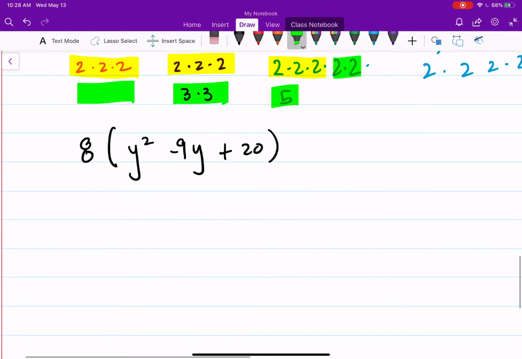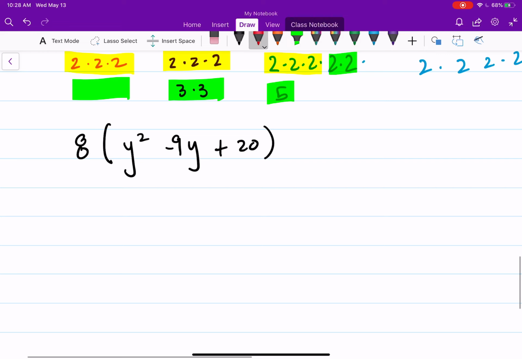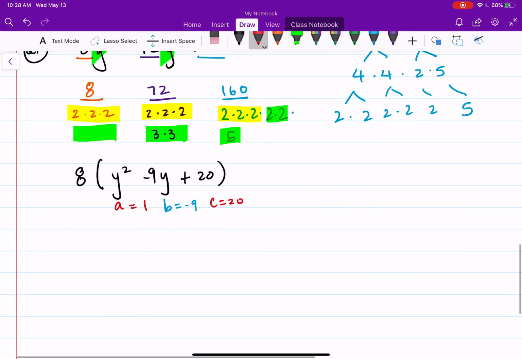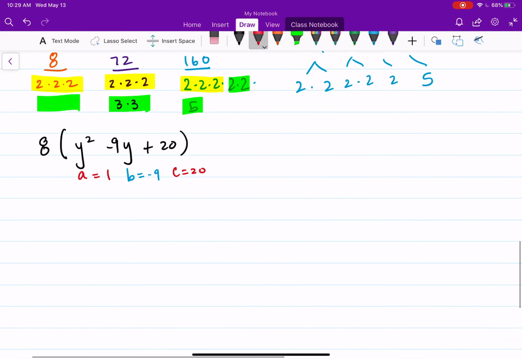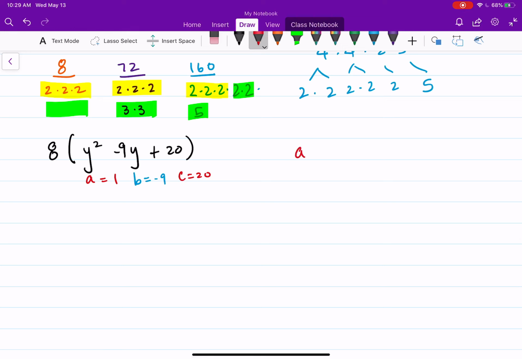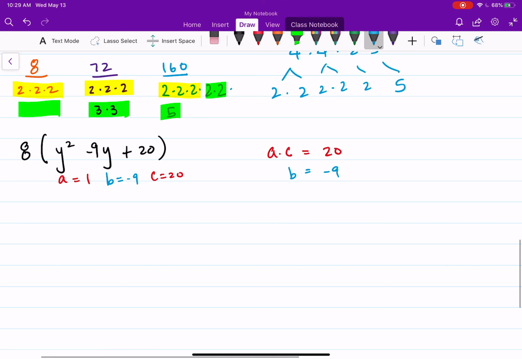All right, so now I know that, what did I do up here? Oh, I said A is equal to 1, B is equal to -9, and C is equal to 20, right? So typically what I would do is go off to the side and say, okay, I got A times C. That's going to equal 1 times 20, so it's positive 20. B is equal to -9. So now I'm trying to find those two numbers.